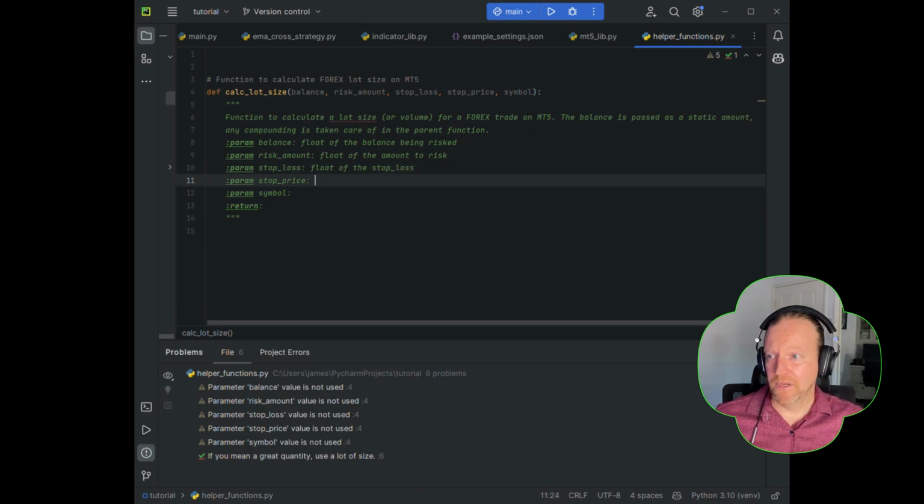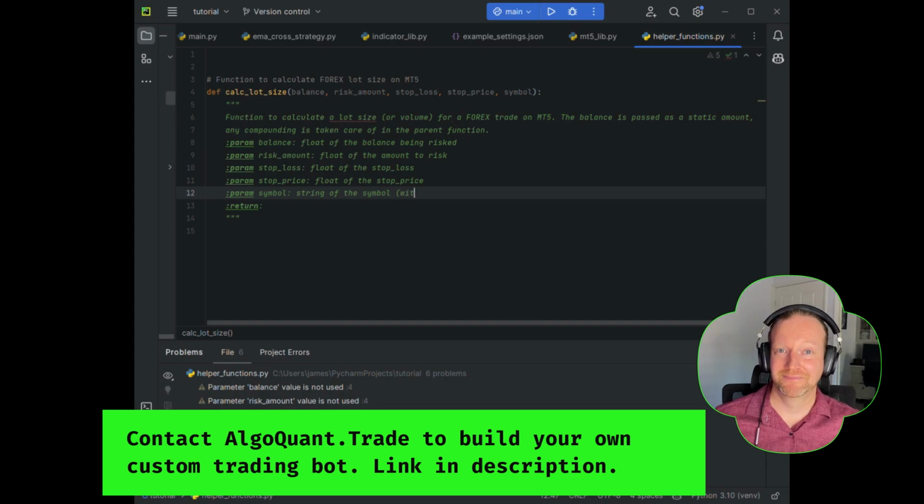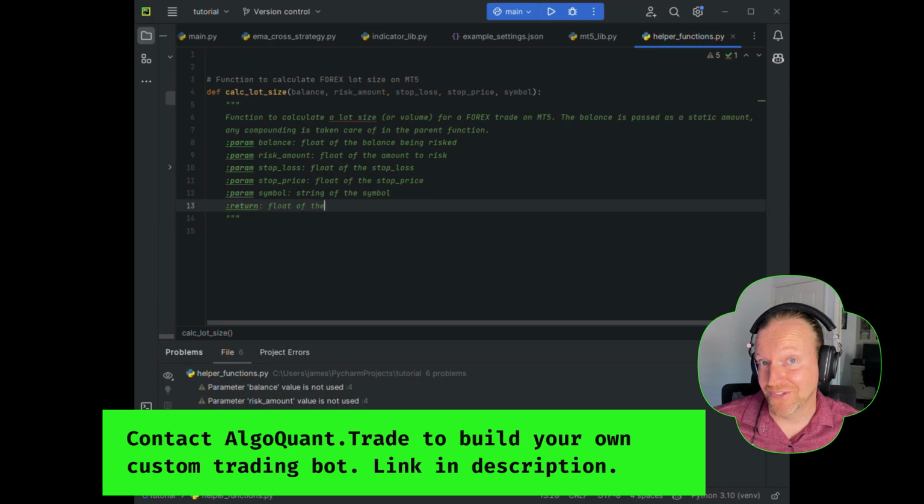All right, so our balance, our risk amount, our stop loss, our stop price are all floats. We will clean them up just in case people pass us a string. And then the symbol is going to be a string of the symbol. And ultimately, we are going to return whatever the lot size is.